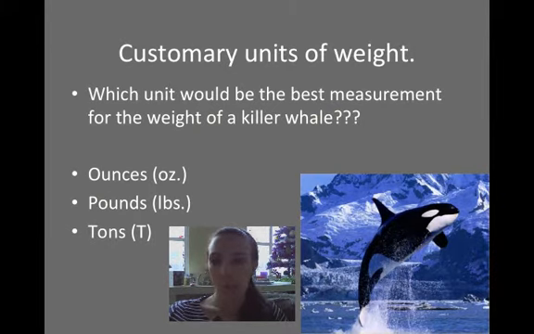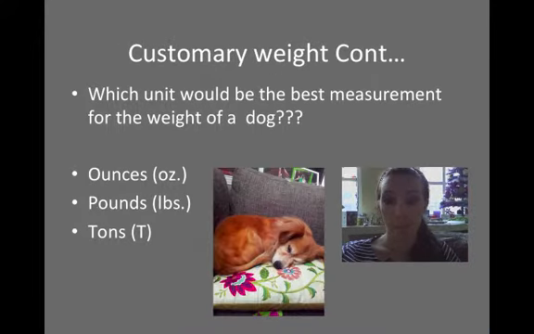Okay, so I want you just to kind of think about it. Which would be the best measurement for the weight of a killer whale, or if you prefer, an orca? Ounces, pounds, or tons? Go ahead and answer that on your notes. It would be tons. Whales weigh much more than 2,000 pounds, so they weigh several tons.